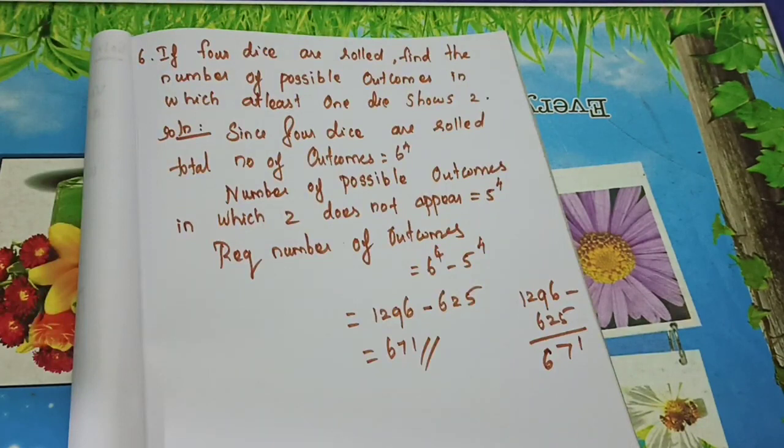Got it? So keep it in mind. Here they ask the question, at least one die shows 2. That one directly we can't find. For that, find the case where it does not show. From the total, if you subtract that, you will get the balance. That's the answer, 671. Okay, let's move to the next question.